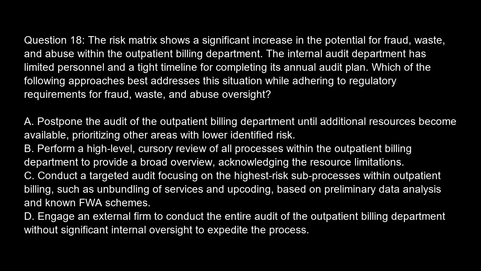Option A. Postpone the audit of the outpatient billing department until additional resources become available, prioritizing other areas with lower identified risk. Option B. Perform a high-level, cursory review of all processes within the outpatient billing department to provide a broad overview, acknowledging the resource limitations. Option C. Conduct a targeted audit focusing on the highest-risk subprocesses within outpatient billing, such as unbundling of services and upcoding, based on preliminary data analysis and known FWA schemes. Option D. Engage an external firm to conduct the entire audit of the outpatient billing department, without significant internal oversight to expedite the process.